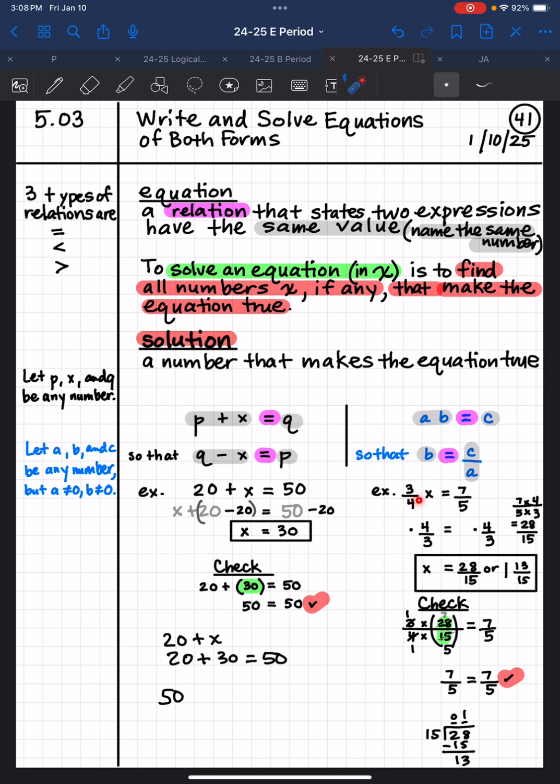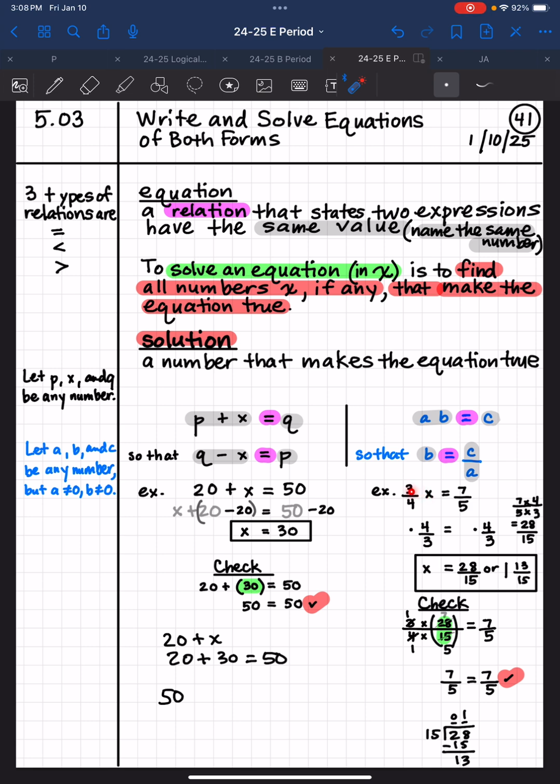I am trying to figure out what the number x is equal to. I then am going to have to figure out a number for x that makes this true. The number x I'm going to figure out by figuring out what am I doing to this number first. Well, I am multiplying it by 3/4.